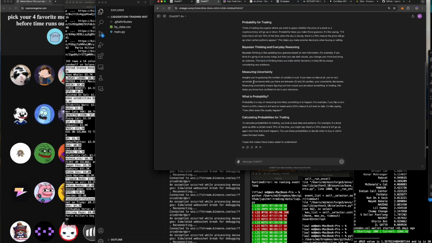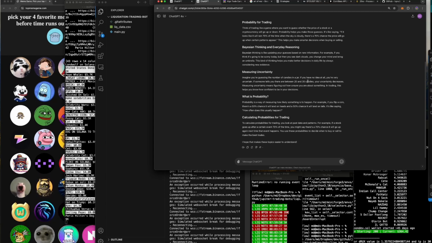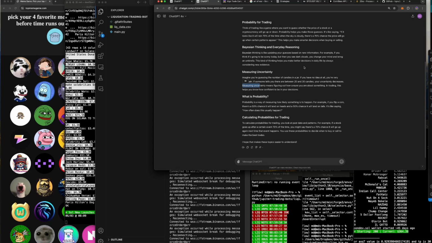Measuring uncertainty. Imagine you're guessing the number of candies in a jar. If you have no idea at all, you're very uncertain. If someone tells you there are between 20 and 30 candies, your uncertainty decreases. Measuring uncertainty means figuring out how unsure you are about something. In trading, this helps you know how confident to be in your decisions.